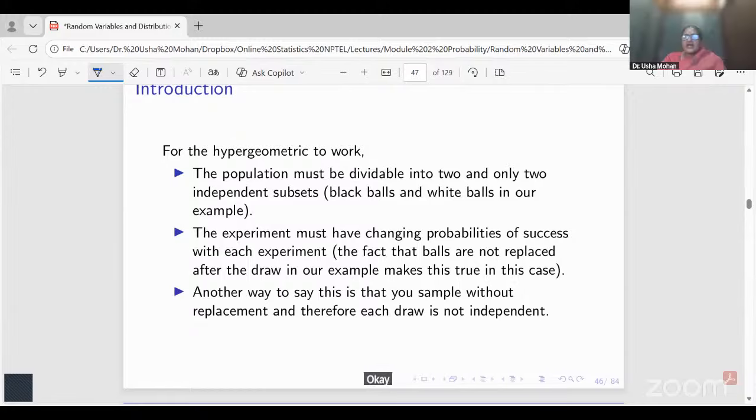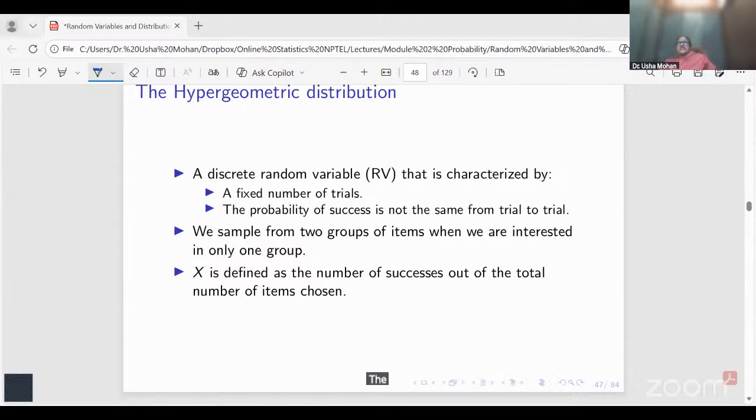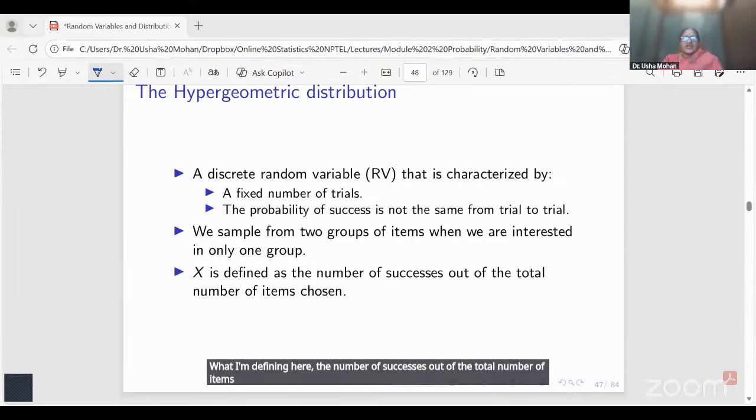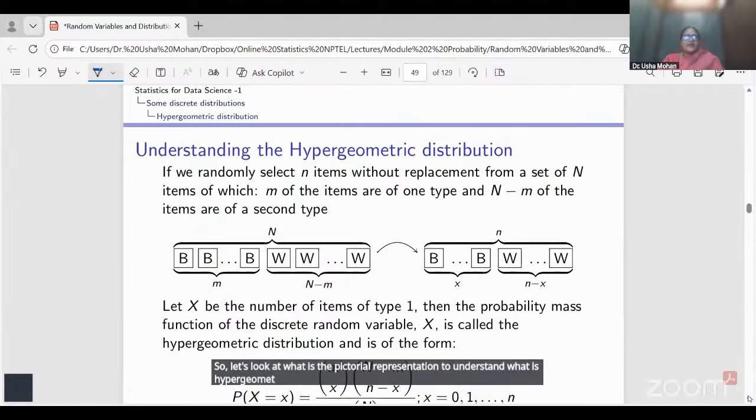Okay. Once I have a hypergeometric distribution, let's understand what is the random variable here. I have a fixed number of trials. The probability of success is not the same from trial to trial. And I'm defining here the number of successes out of the total number of items chosen. So let's look at the pictorial representation to understand hypergeometric more clearly.